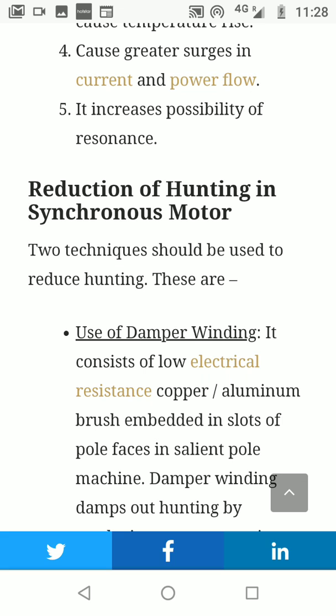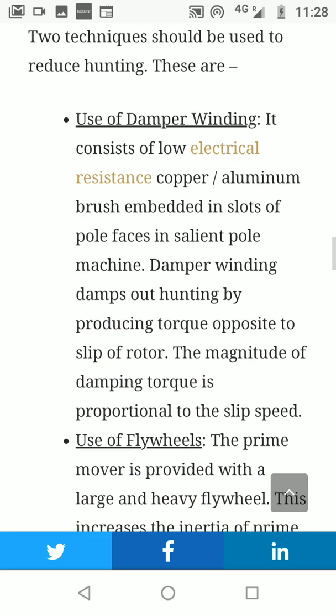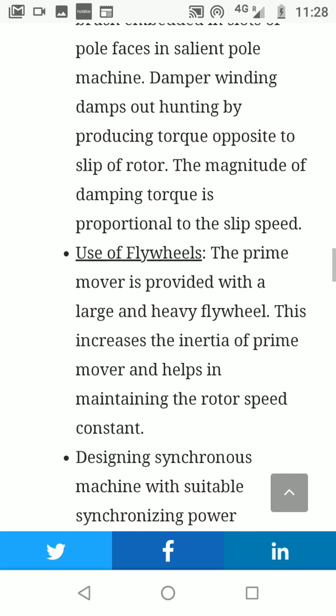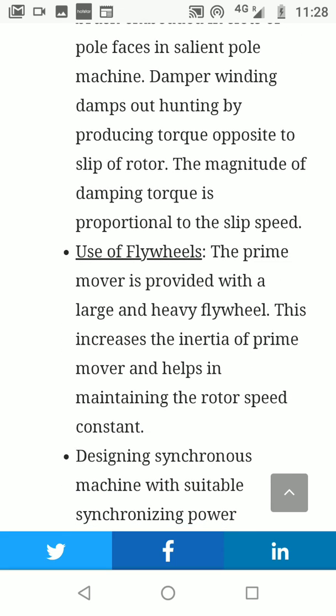So how can hunting be prevented? Two methods are there by which hunting can be reduced. First, we can use damper winding. What is damper winding? It is low electrical resistance bars, particularly of copper or aluminium, embedded in the slots of pole faces, generally in salient pole machines. Damper winding damps out the hunting by producing torque opposite to the slip, and the magnitude of this damping torque is proportional to the slip speed.